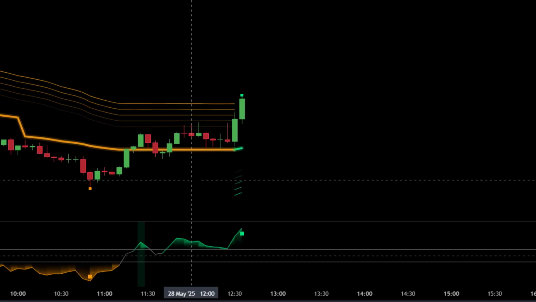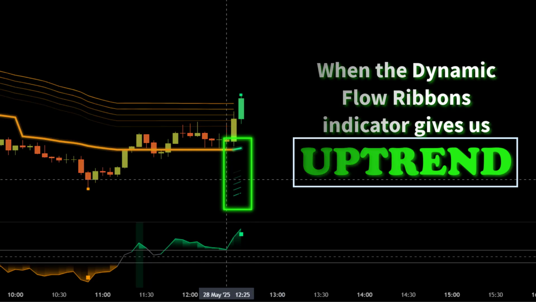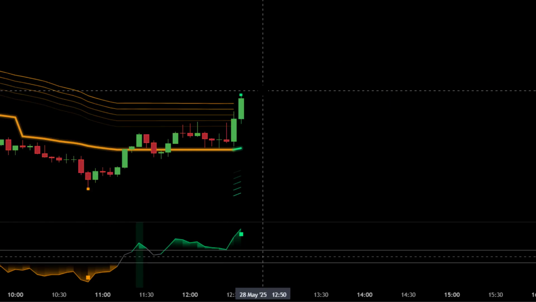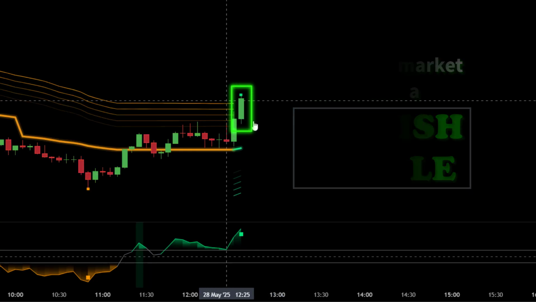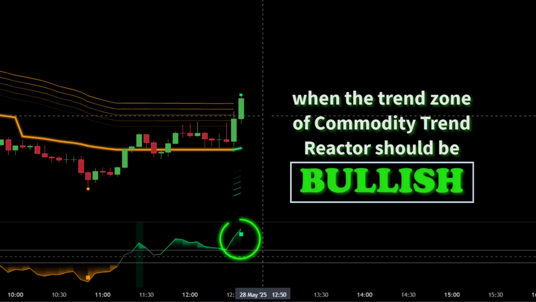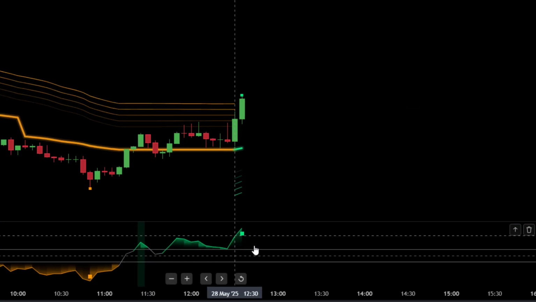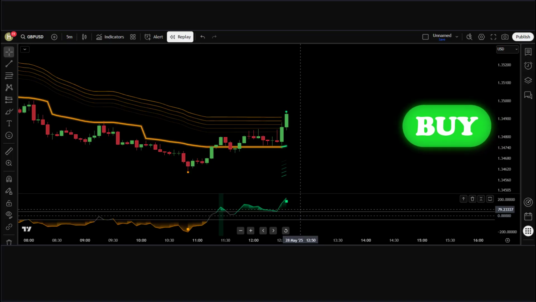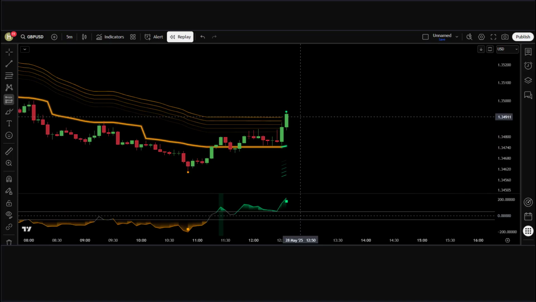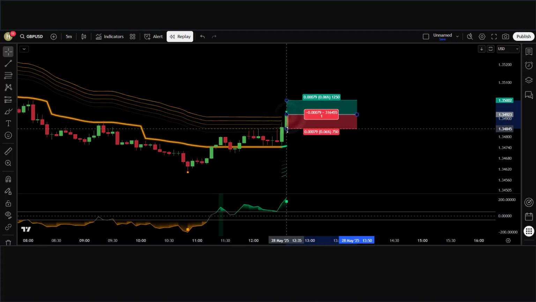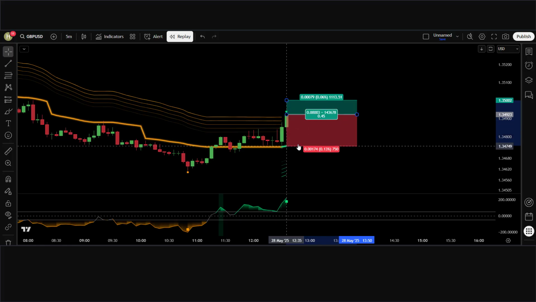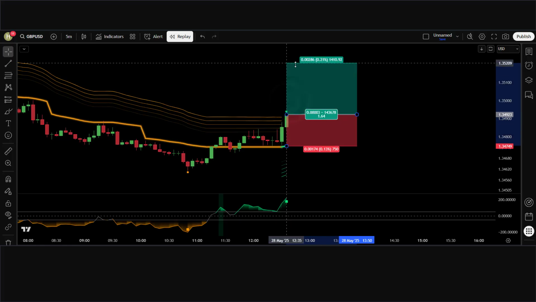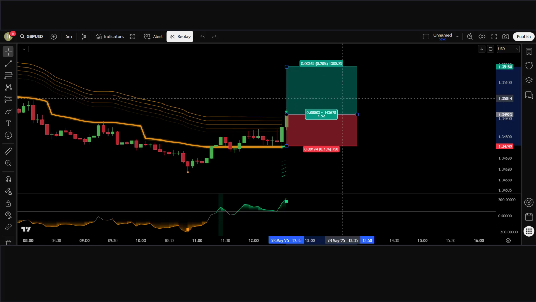Now, let's understand the concept where we will take buy and sell trades based on their conditions. When the Dynamic Flow Ribbons indicator gives us uptrend signal, when the market has formed a bullish candle, and when the trend zone of Commodity Trend Reactor is bullish, if this condition is fulfilled, then we will place a buy order. Our stop loss will be placed at the base level of Dynamic Flow Ribbons. And the risk to reward ratio will be 1:1.5.